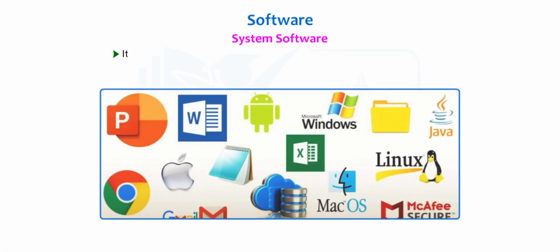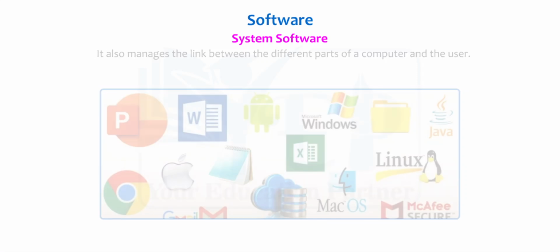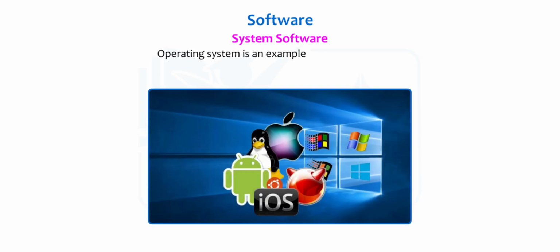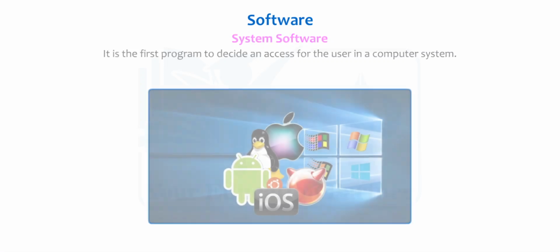System software. It is a set of programs that control the overall working of a computer. It also manages the link between the different parts of a computer and the user. Operating system is an example of system software. Just as a driver drives the car or a pilot flies the plane, similarly, an operating system helps to run the computer. It manages all the input and output operations. It is the first program to decide access for the user in a computer system.